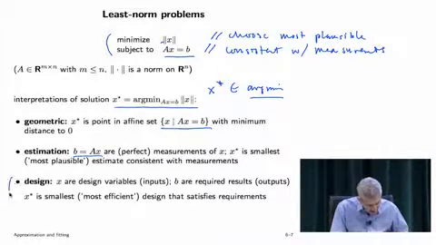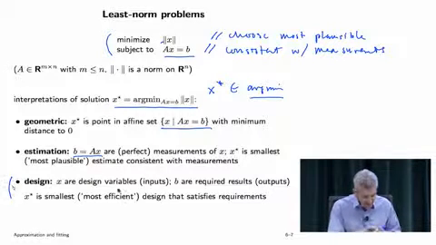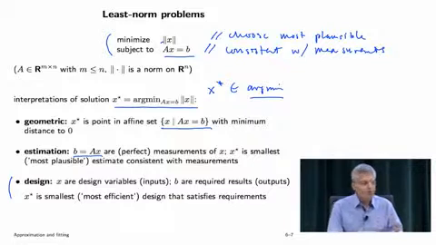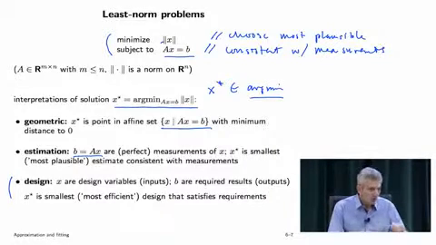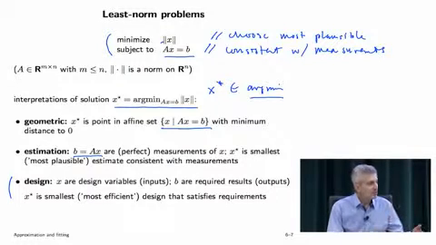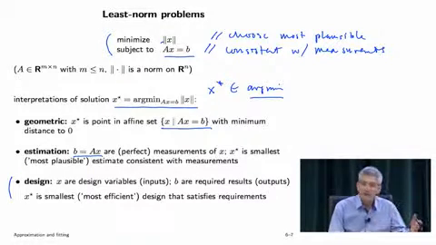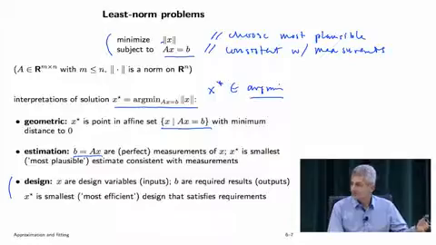By the way, possibly even later today, we'll connect this to a statistical interpretation. Another one is design. Here, you think of x as a bunch of design variables. These are inputs. For example, this could be forces that you apply to a vehicle, voltages or current drives that you're going to send to a motor, or to an antenna. Something like that.